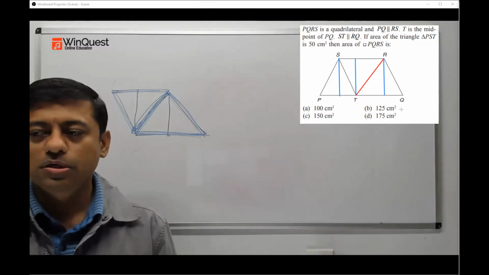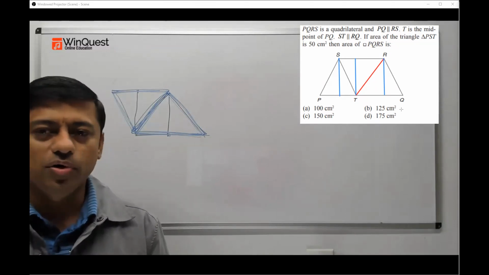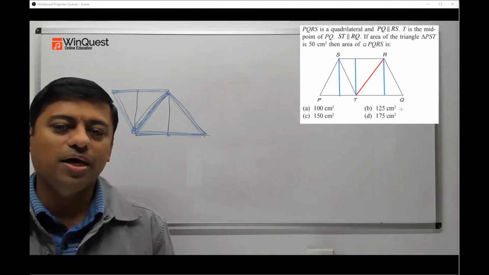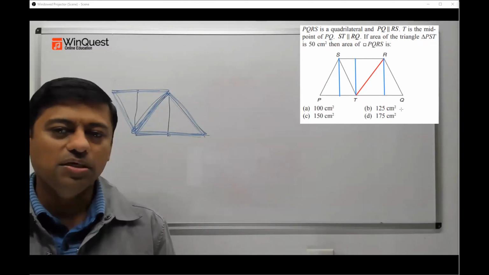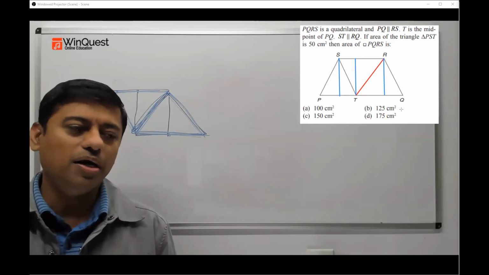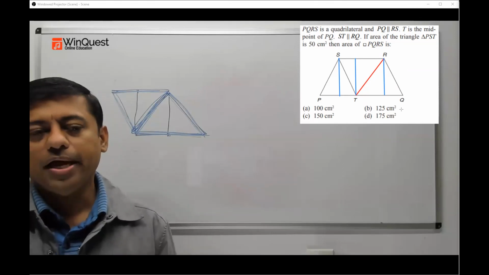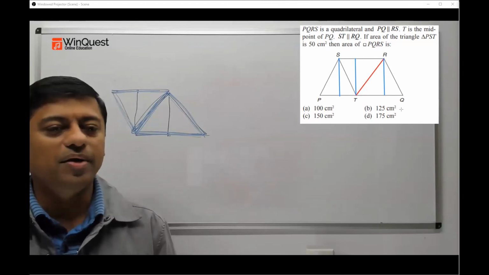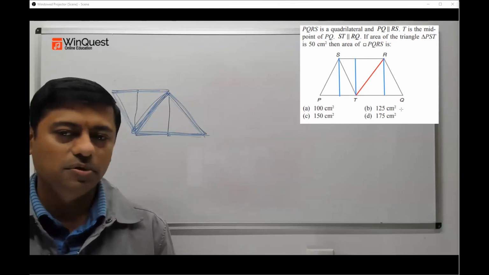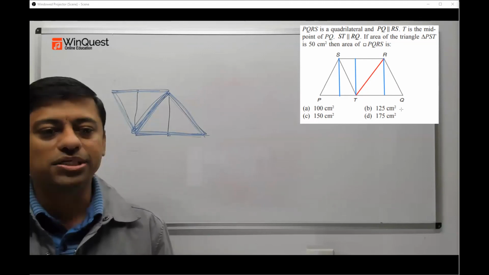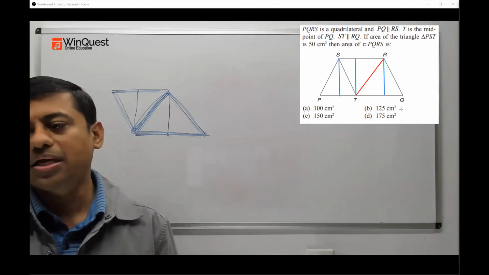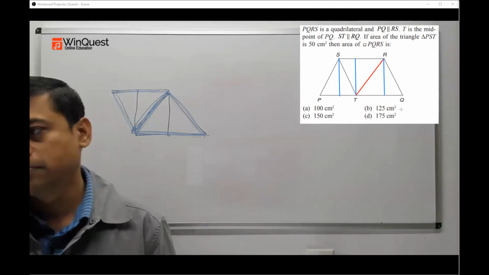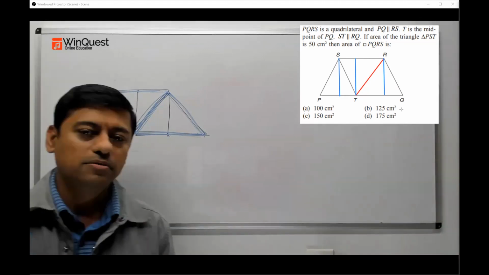Good. Guys, here one simple logic we are going to use: somebody has clearly said 50 centimeter square is the area of PST, then the other quadrilateral will be divided into two halves with similar areas. Answer is 150 centimeters square. That is correct, 50 multiplied by 3. That's all, and you're done. The logic is this: because the base and height remain the same, your area will remain the same. This is basically the entire shortcut.